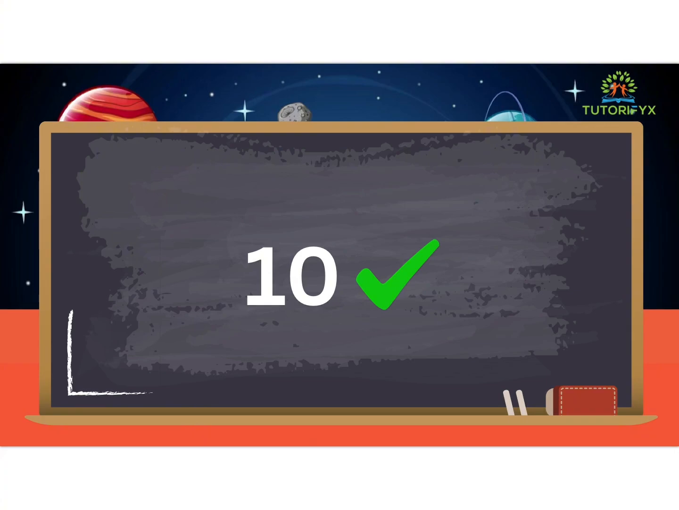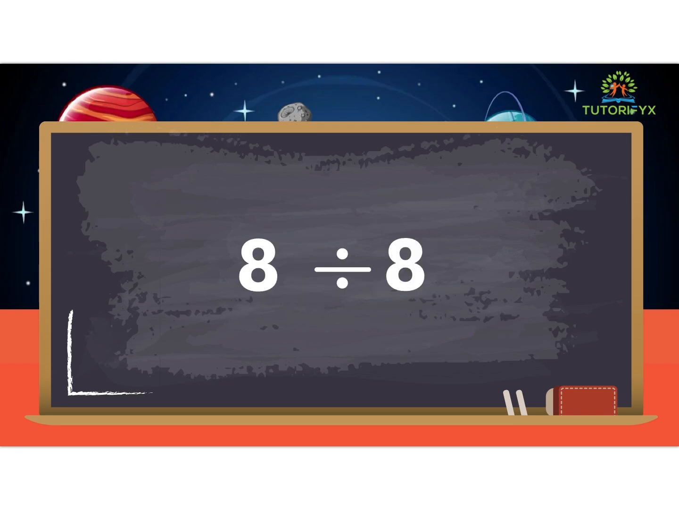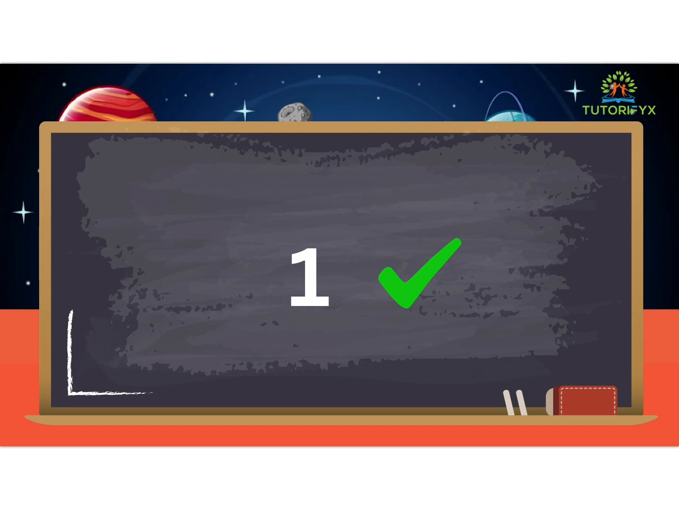The answer is 10. Yes, I knew you knew it. I knew it was in that brain somewhere. Last one, let's finish strong. This one can be a little bit tricky if you're not careful. 8 divided by 8. Take your time. The answer is 1. Woo!